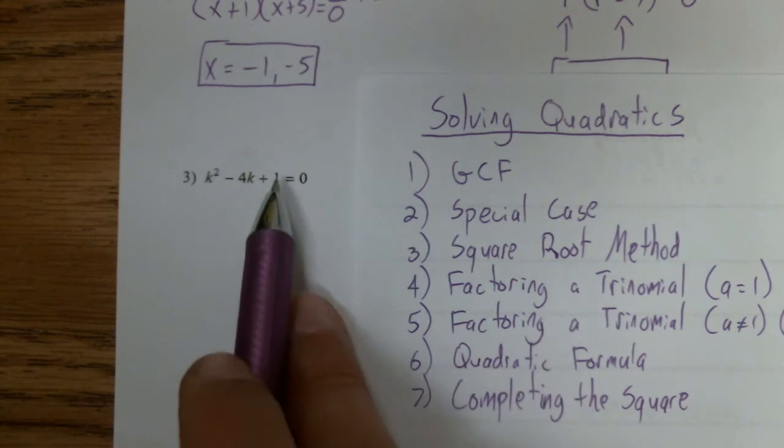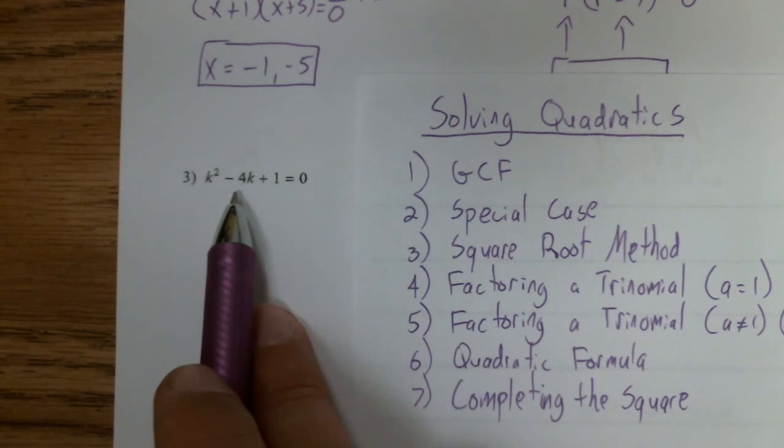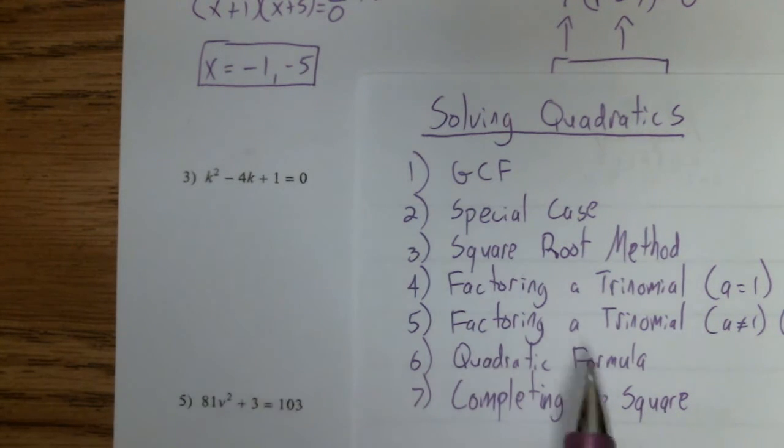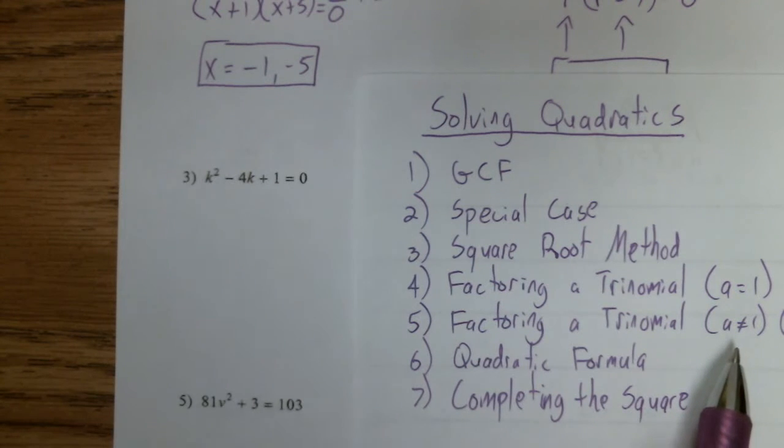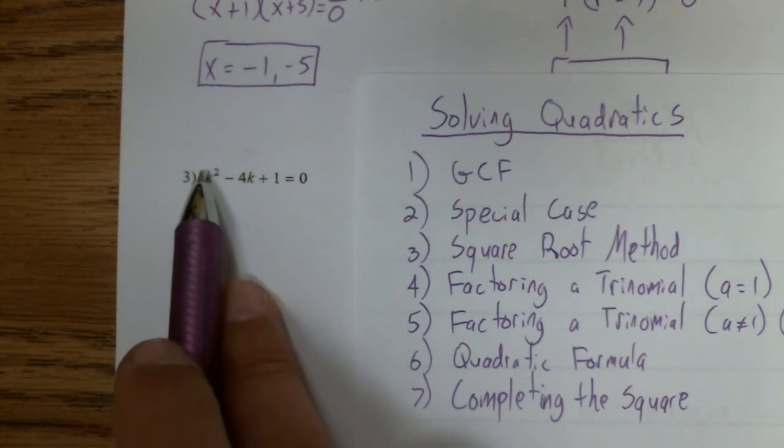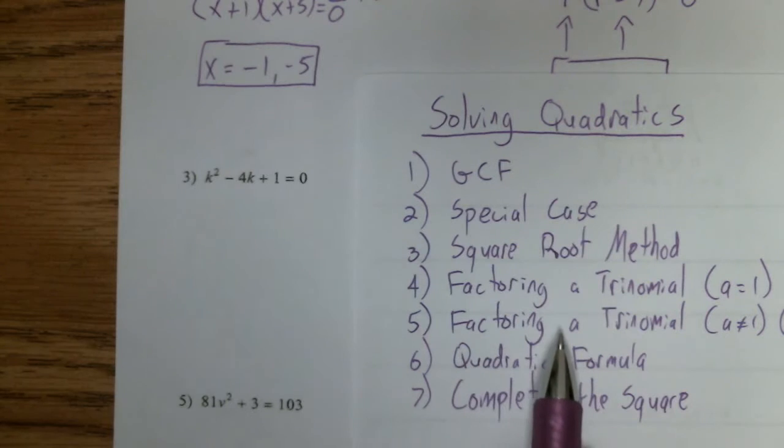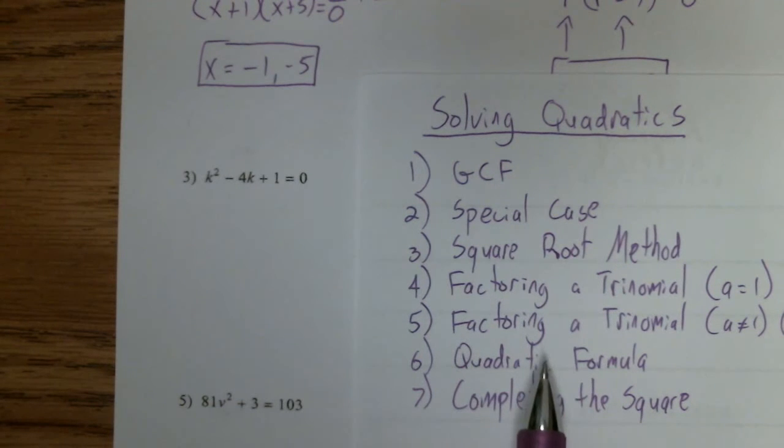Factoring when a equals 1. Are there any factors of 1 that add to negative 4? Nope. I can't factor a trinomial where a is not 1 because a is 1. There's an understood 1 there. So now the first 5 methods are exhausted. I have to either use the quadratic formula or completing the square.